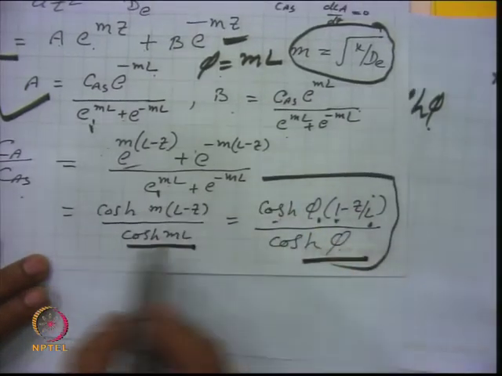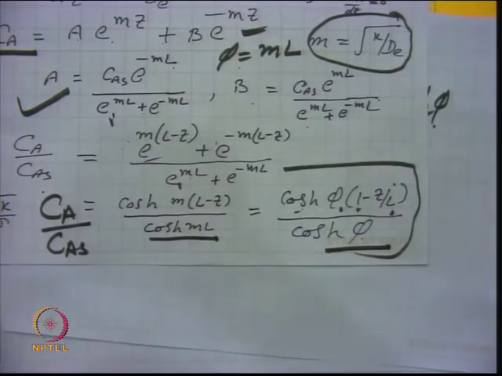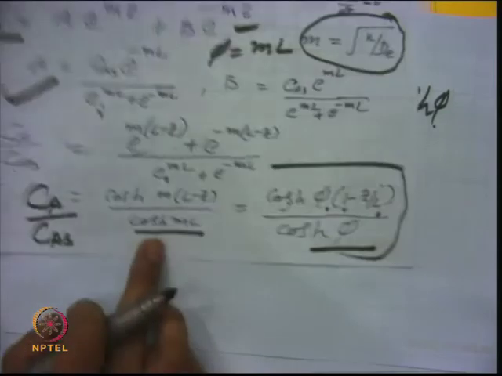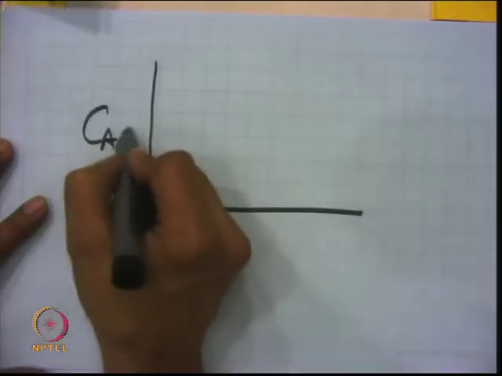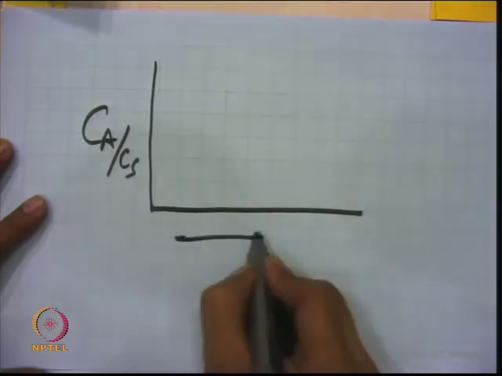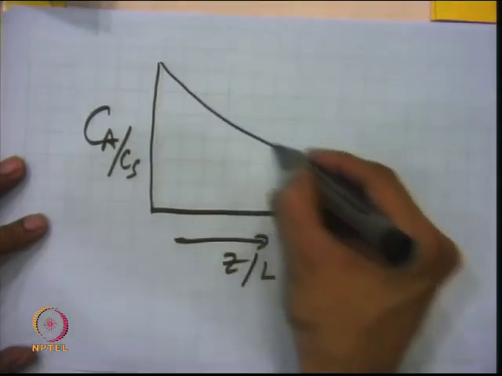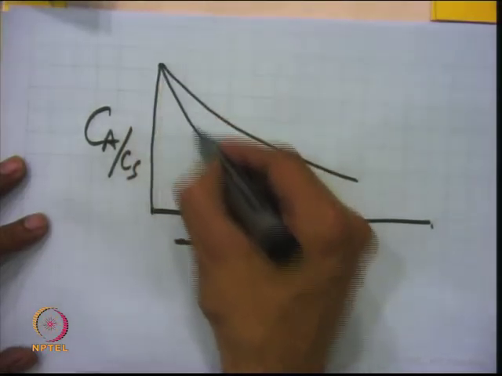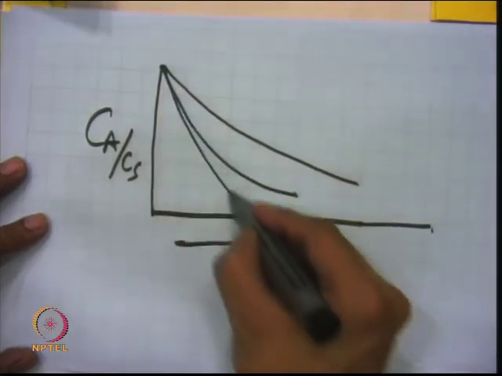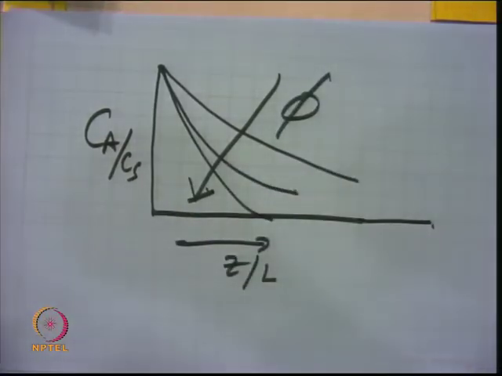So, this is the expression for concentration profile in a pore, right, C A by C S. If you look at this profile, C A by C A S versus Z by L in the pore, the concentration will drop like this, right, and if your phi is very high, it can go like this for increasing value of phi in a pore, right.